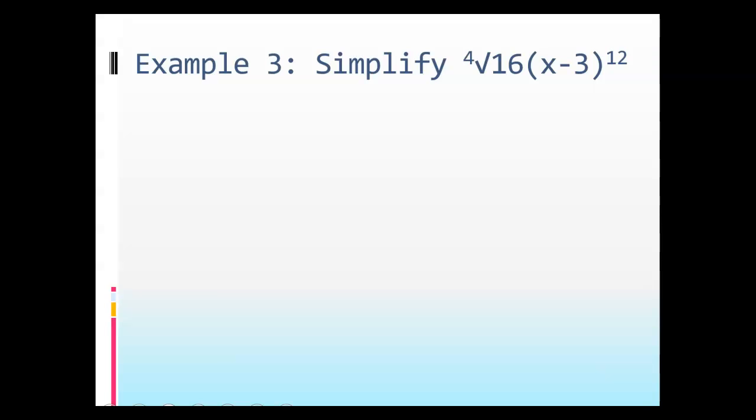It would be 2, because 2 to the 4th is 16, so then the 4th root of 16 becomes 2. And then it's x minus 3 to the 12th times a fourth. So what is 12 times 1/4? 3.